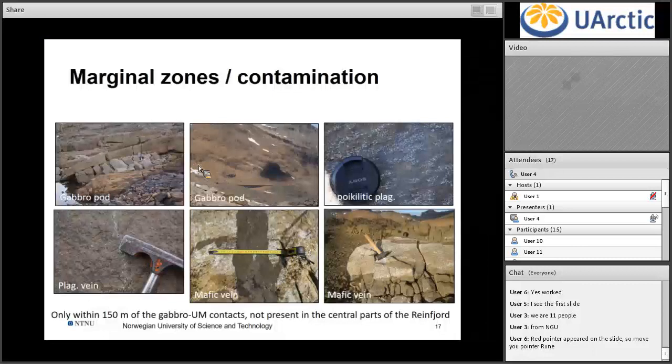Yeah, there we are. So this is what the marginal zone may look like. In other words, this zone of hybridization and contamination between the melts and either the gabbros or the gneisses. In the upper left, we are seeing one of the gabbro pots, and around these gabbro pots, we are quite often seeing a reaction zone where we are seeing the production of a rim or a margin of olivine clinopyroxenites.